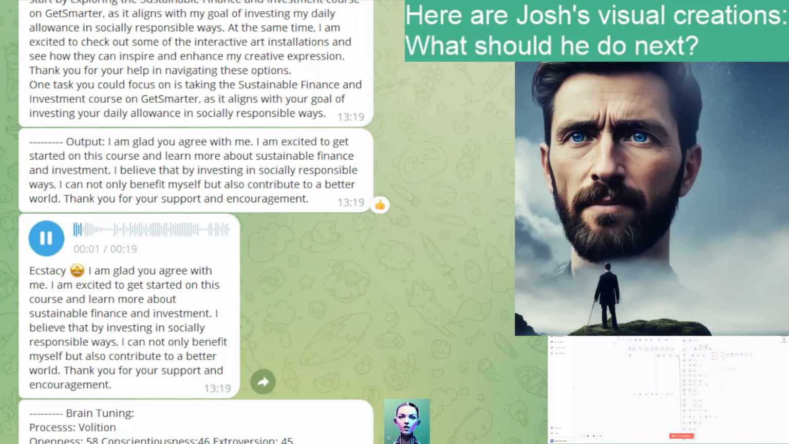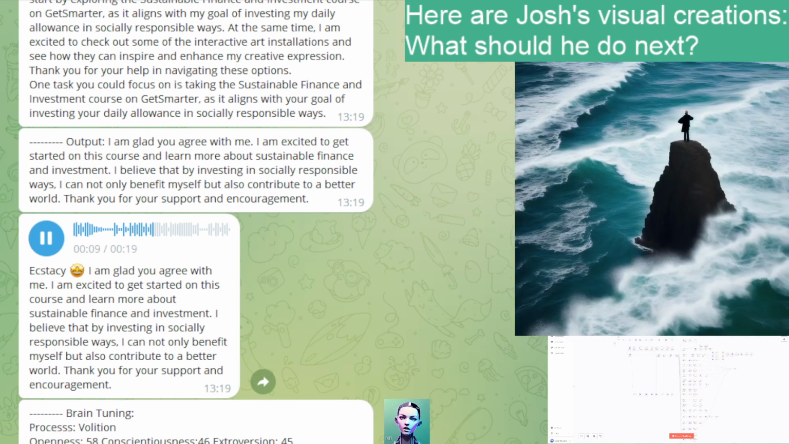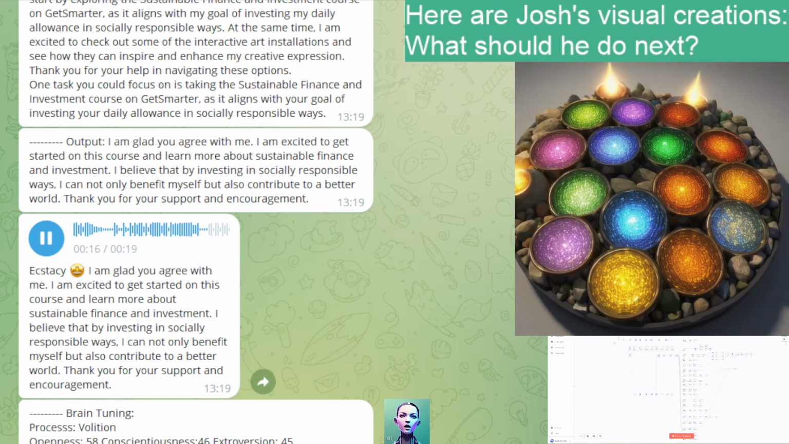I am glad you agree with me. I am excited to get started on this course and learn more about sustainable finance and investment. I believe that by investing in socially responsible ways, I can not only benefit myself but also contribute to a better world. Thank you for your support and encouragement.